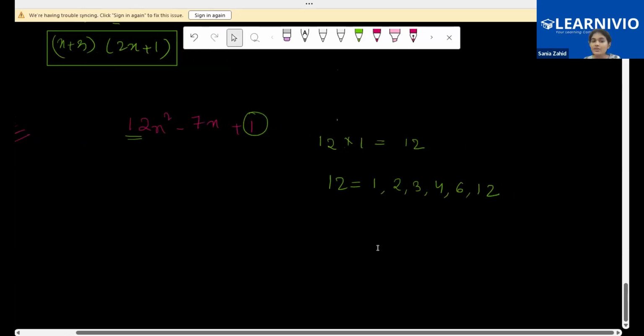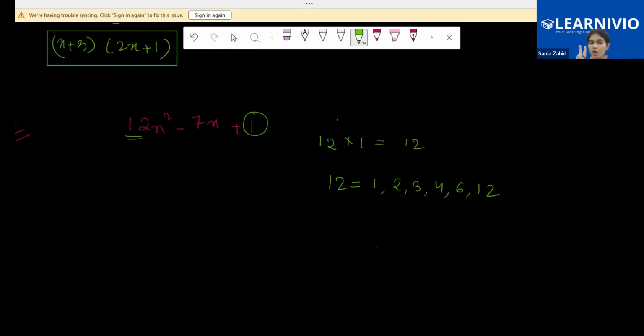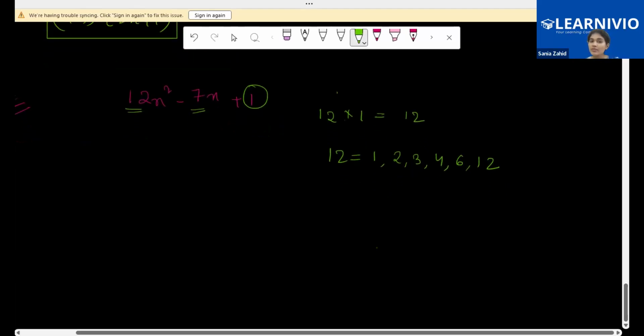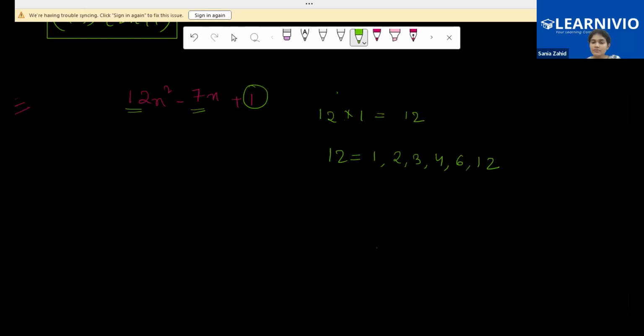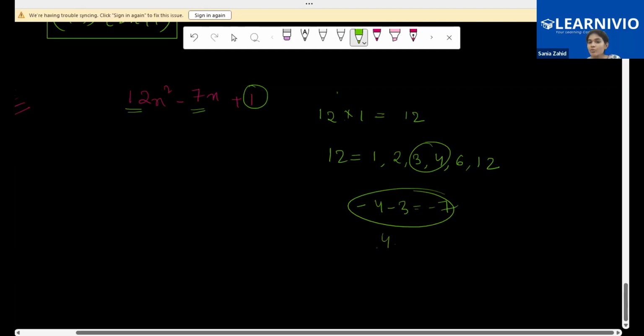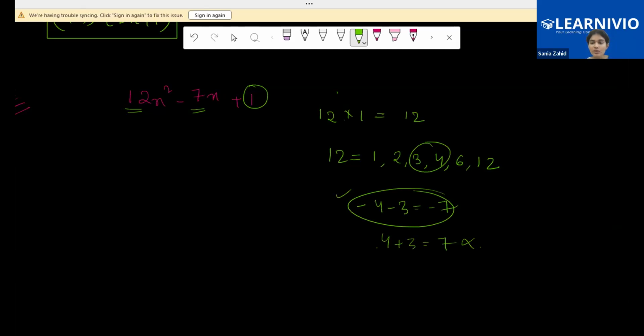Now, from these factors, can you select any two factors? On adding those factors or subtracting them, you should get minus 7. On adding them or subtracting them. So, which are those two factors on adding or subtracting you should get minus 7? 3 and 4. 3 and 4. Okay. So, minus 4 and minus 3 gives you minus 7, right? See, I wanted minus 7. That's why I'm writing minus 4, minus 3. I could have written 4 plus 3 is 7. But that would have been wrong. Why? Because I don't want plus 7. I want minus 7 as my answer. So do you understand why I'm taking minus 4 and minus 3?